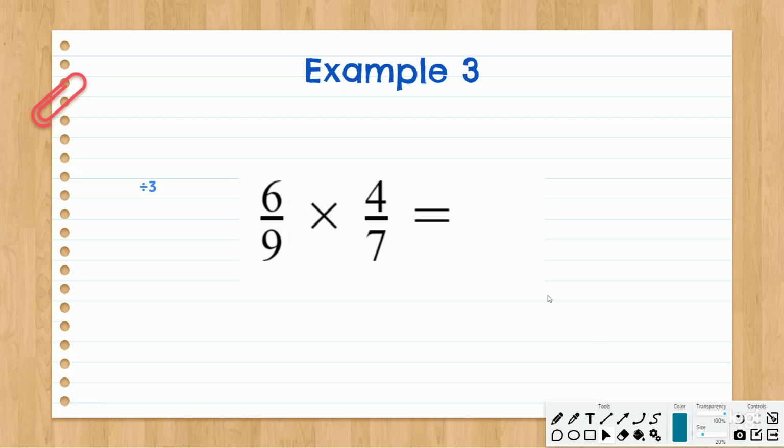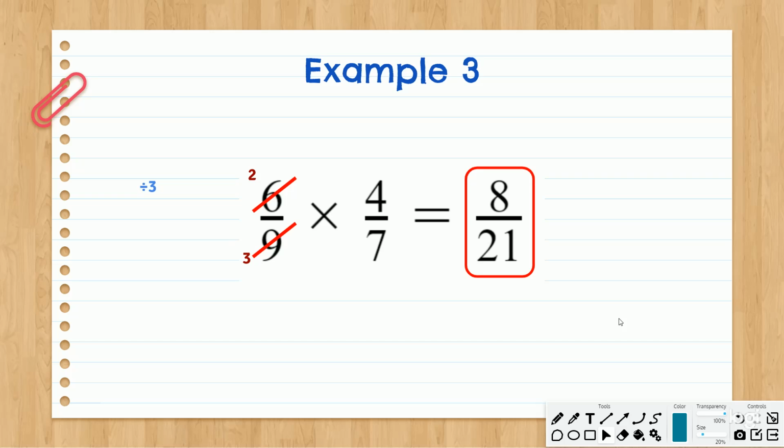So 6 divided by 3 gives me 2. 9 divided by 3 gives me 3. And then there's nothing else that I can divide. So now I'm going to multiply across. So 2 times 4 gives me 8. And 3 times 7 gives me 21. So my final answer is 8 over 21, and that's the lowest possible fraction that I can make, as simplified as it can be. So pause the video here and write that example in your notes.